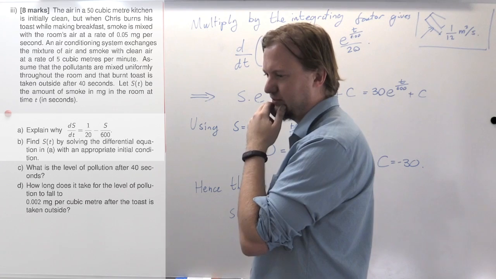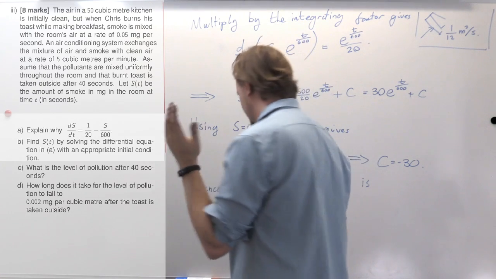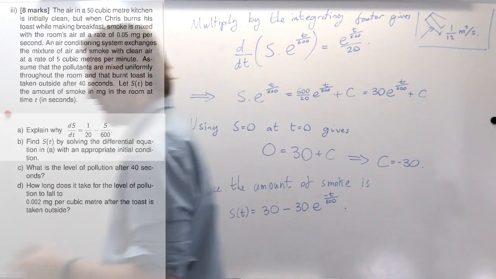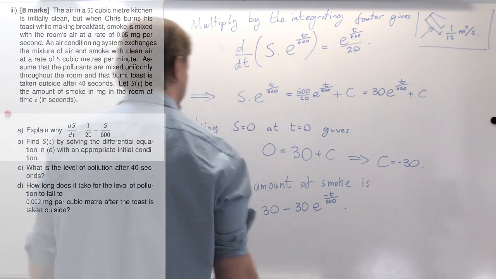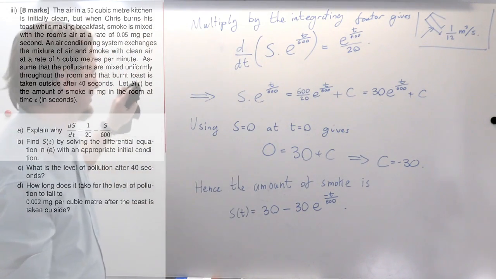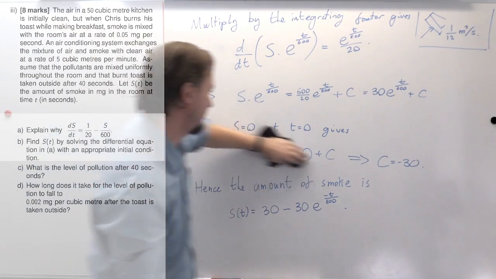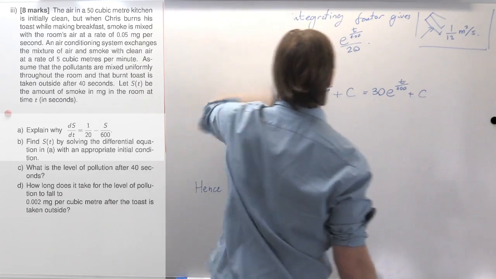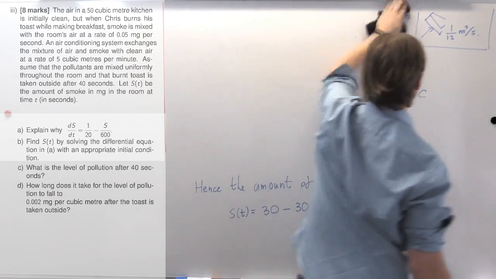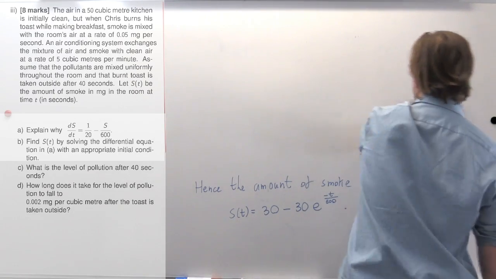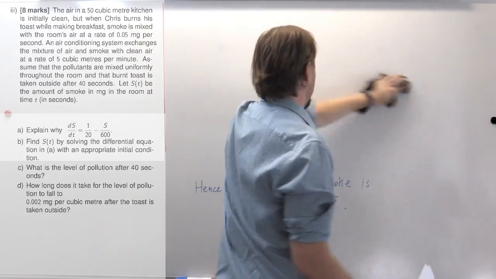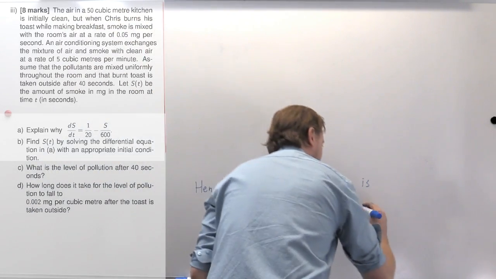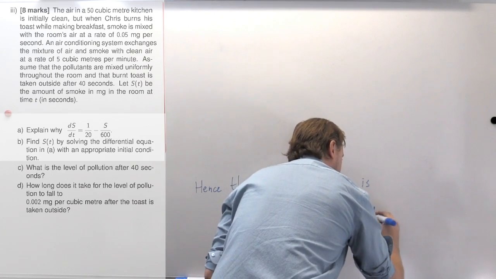So the next part says, what is the level of pollution after 30 seconds? Let's just make a prediction based on the equation. So plug the number in and get a number out. So we have the equation for the level of smoke there. In fact, it might even be better to remind myself what the units are. Yeah. So the level of smoke here is really measured in milligrams.